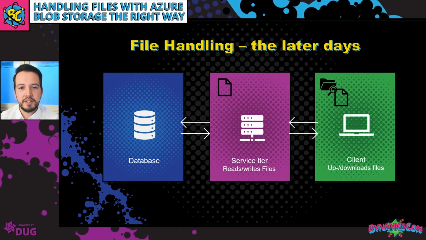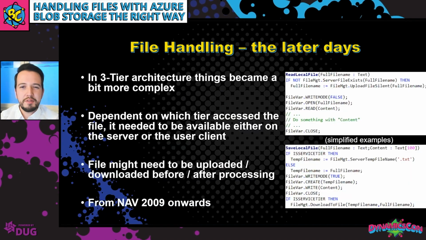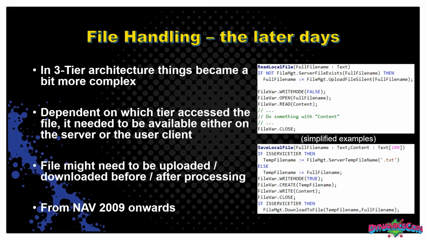When the three-tier architecture was introduced, you needed to worry a bit about which tier is accessing the file. So was it the server, and you needed to upload it first from the client, or was the file created on the server, and you wanted to publish it to the user later on and download it. So it was a bit more complex.